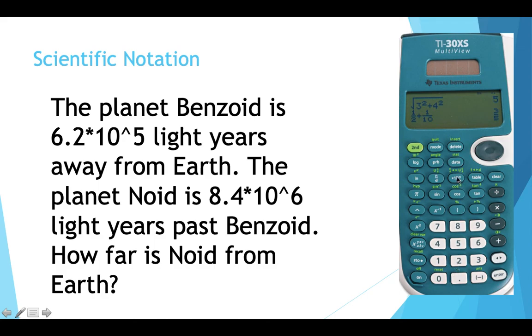6.2 x10n 5. And then you have to hit over to get out of that power. Plus, because this is just a simple addition problem. And then you're going to say 8.4, and then that x10n, and that's to the 6th. And then you hit enter. And your answer will be 9,020,000. That's it. That's how you do that one.